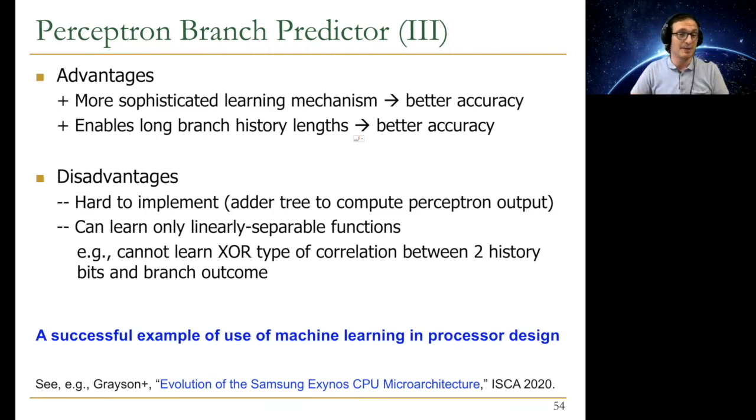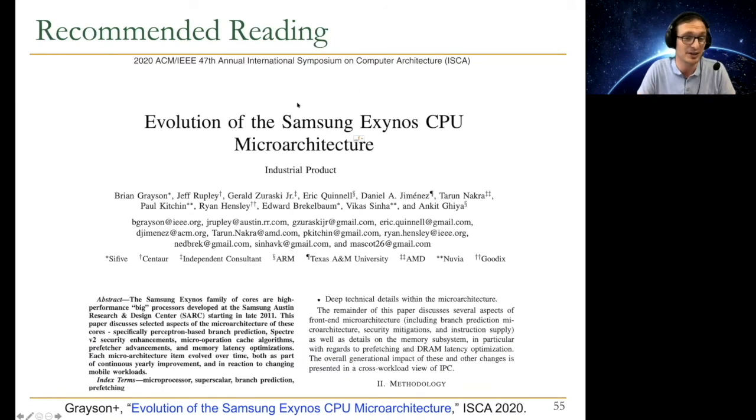And it was implemented in the Samsung processor. If you're interested, you can actually take a look at it. And it talks about perceptron-based branch prediction and a lot of the other things that we have talked about in microarchitecture. If you're interested, take a look.